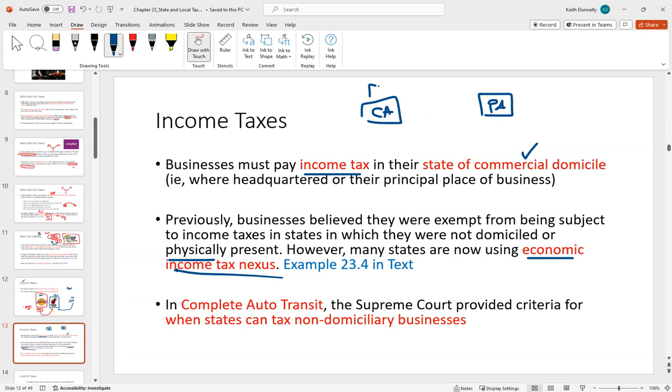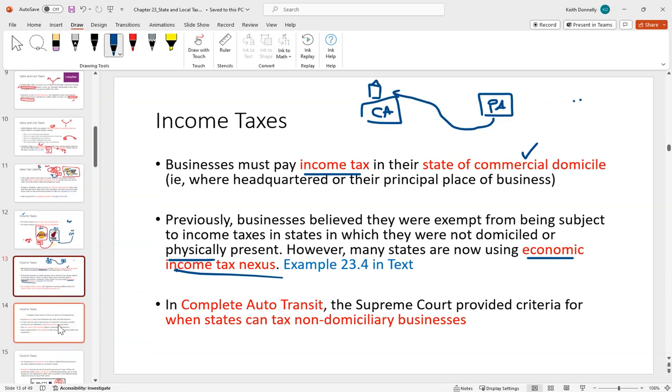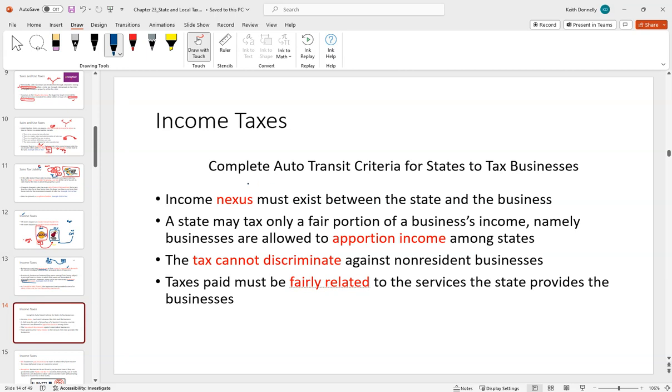If you have the business over here, the C Corp or whatever, they're domiciled in California. From Pennsylvania's point of view, they are considered a non-domiciliary business, which basically means they don't have their principal place of business in Pennsylvania. It's in California. But if we meet certain criteria, we can tax that business in Pennsylvania. And that's what this Complete Auto Transit case says.